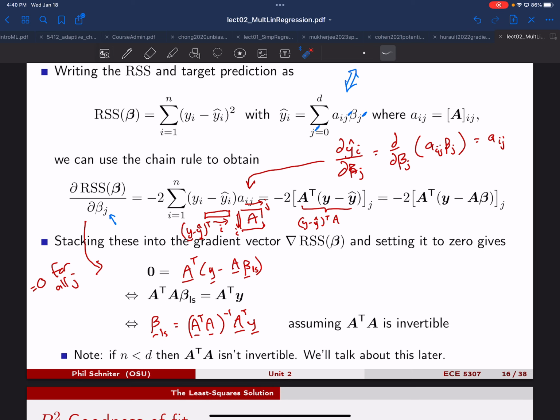One of the biggest reasons it's not going to be invertible is when you don't have enough data samples. Remember, n is the number of samples, d is the number of features. That is not typical in machine learning. Typically you have way more data than you have features, but there are specific cases of machine learning where it's very much this way.